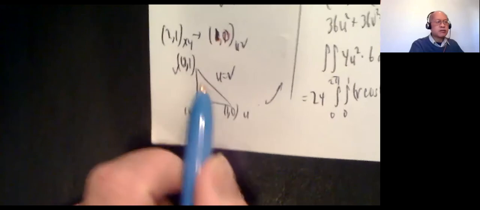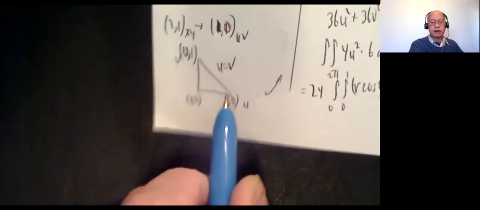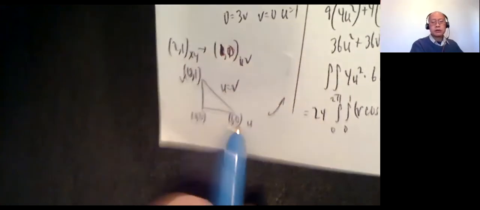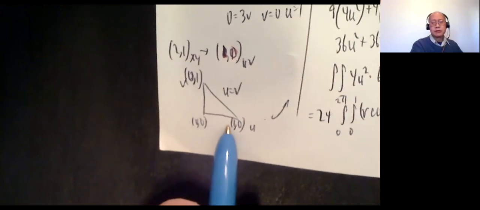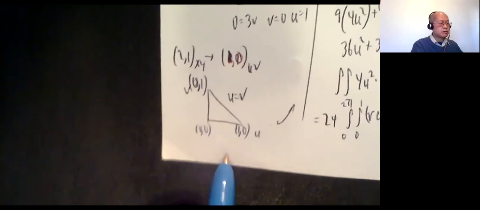All right. In the UV plane, I get this region, which I know how to do. That's pretty straightforward now, right? Compared to this. This triangular region becomes another triangular region, but I know how to do this. Right, so UV plane, I'm integrating over this region.